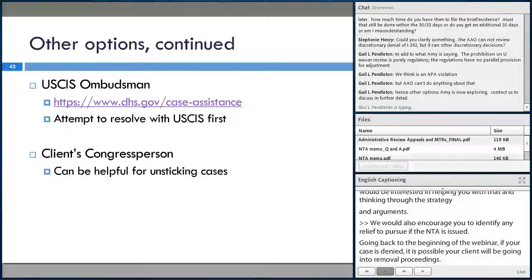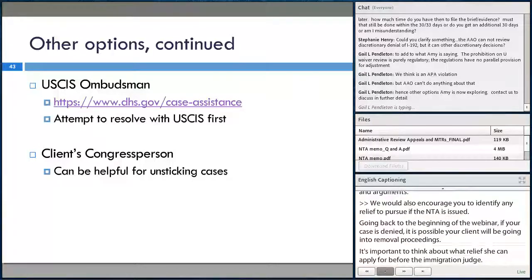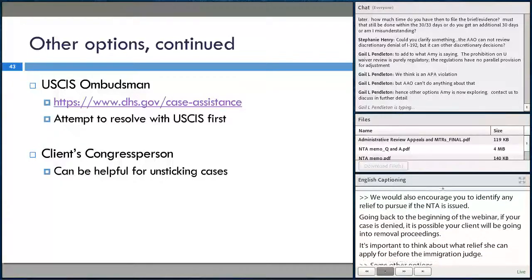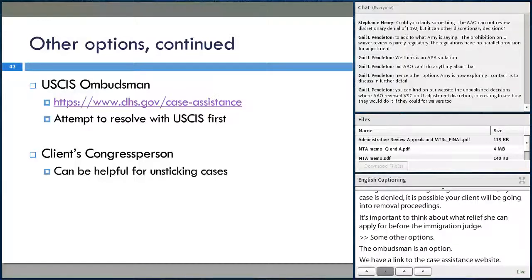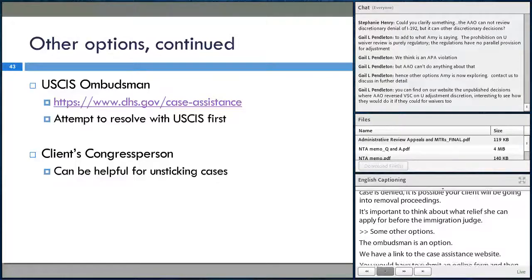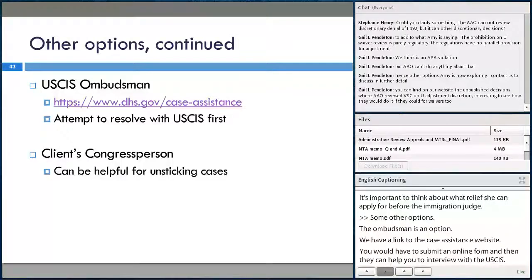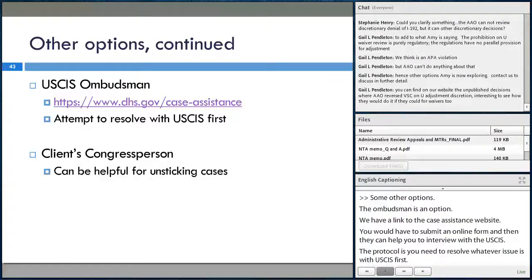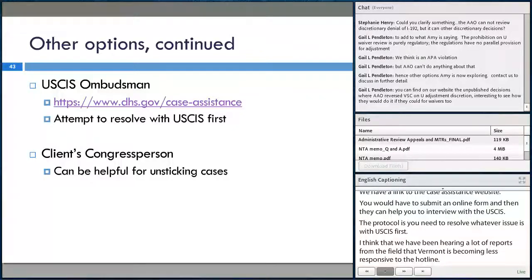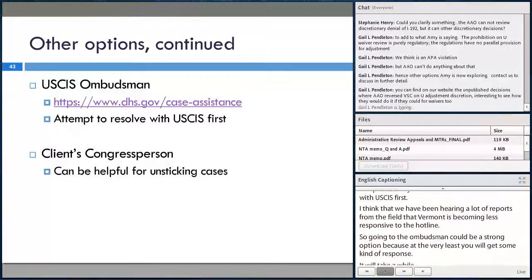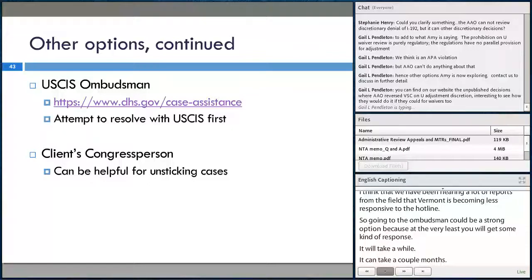All right, some other options. The Ombudsman is an option. We have a link there to their case assistance website. You would have to submit an online form, and then they can help you to intervene with USCIS. Their protocol is that you do need to try to resolve whatever issue it is with USCIS first. I think that we've been hearing a lot of reports from the field that Vermont is becoming less responsive to the hotline. And so going to the Ombudsman could be a strong option because at the very least you're going to get some kind of response. It's going to take a while. It can take a couple months. And you won't necessarily get the answer that you want, but you might hear something. Your chances of hearing something could be a little bit higher with the Ombudsman.